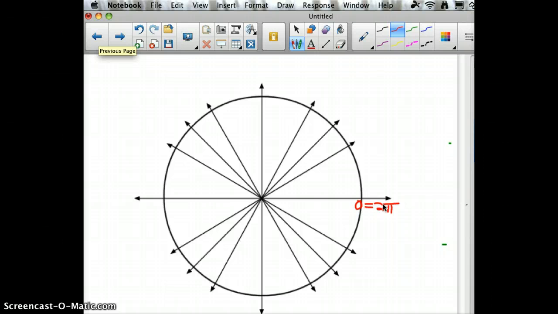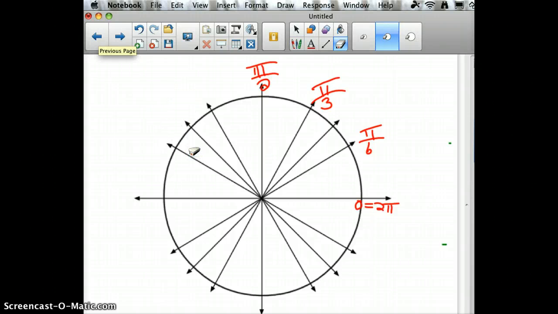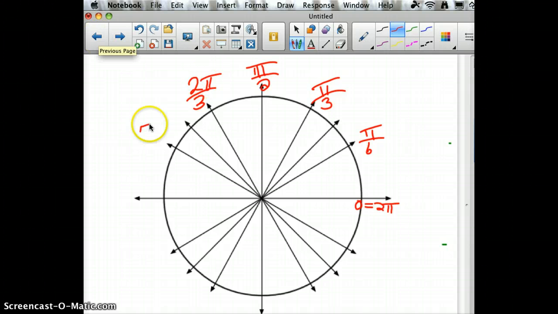Every 30 degrees, 1/6 pi, 2/6 pi, which is 1/3, 3/6 pi, which is 1/2. Next one, 4/6 pi, which is 2/3. Where am I? Oops, I wrote it on the wrong one. Sorry. 4/6 pi, which is 2/3. 5/6 pi, 6/6 pi, 7/6 pi. It's making me hungry. All right, next one, 8/6 pi would be right here, or 4 pi over 3.